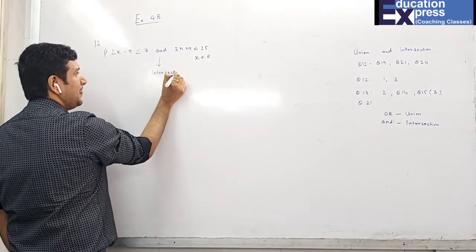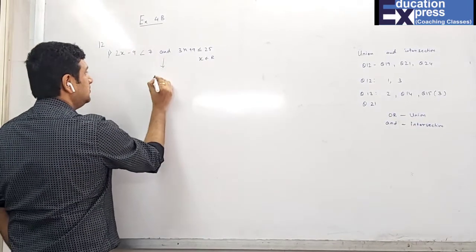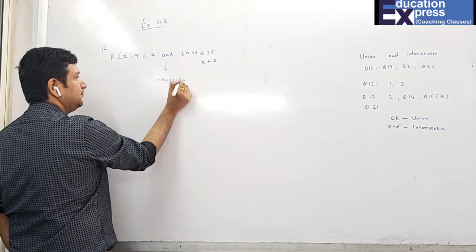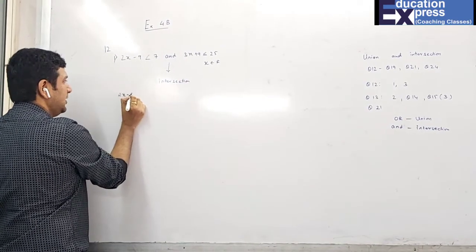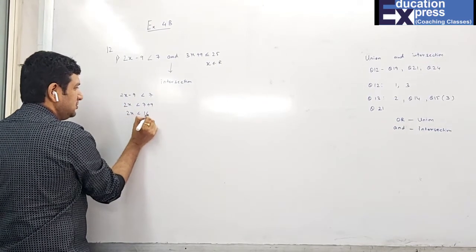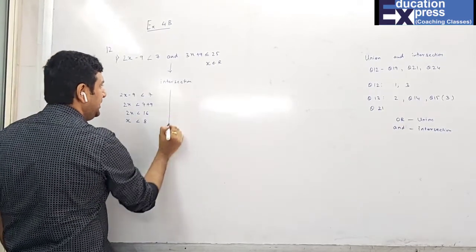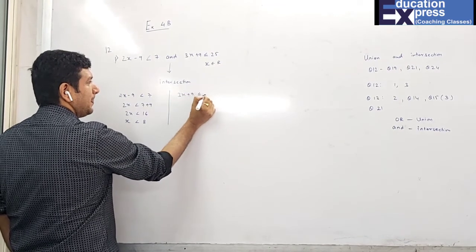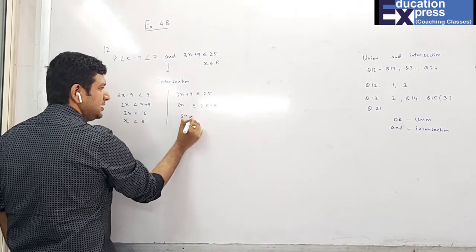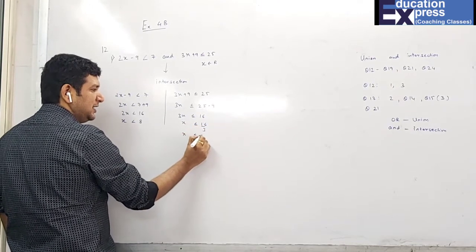So now I have to find what is common between these two real number lines. Common means intersection. Now first I'll solve this. 2x minus 9 is less than 7, so 2x is less than 7 plus 9, 2x is less than 16, x is less than 8. And the other line, 3x is less than or equal to 25 minus 9. 3x is less than or equal to 16. x is less than or equal to 16 upon 3, which is 5 1 upon 3.